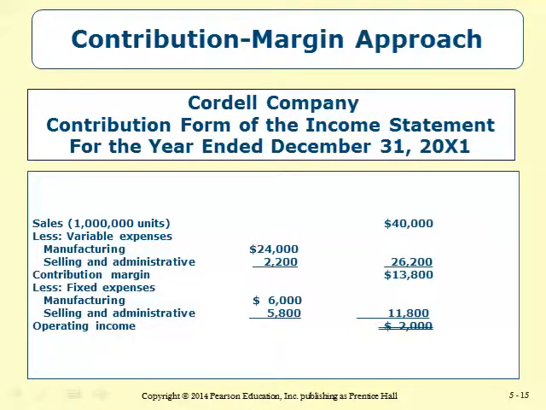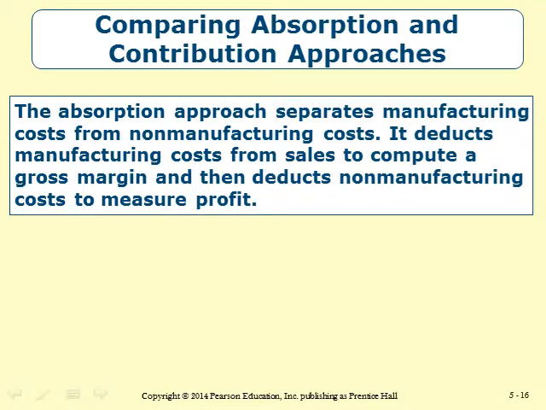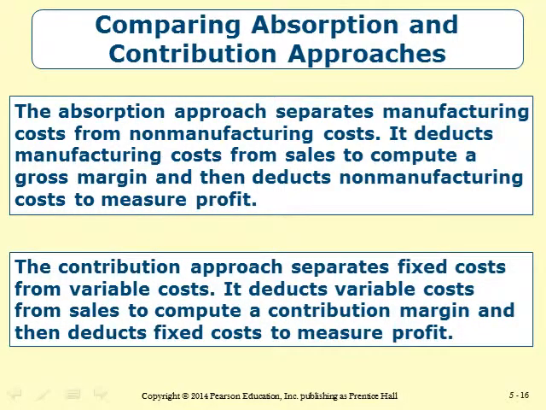Alternatively, if we look at the contribution margin approach, we see a different income statement for the year ended. The absorption approach separates manufacturing costs from non-manufacturing costs, and it deducts the manufacturing costs from sales to compute a gross margin, and then deducts non-manufacturing costs to measure profit. The contribution approach separates the fixed costs from variable costs. It deducts the variable costs from sales to compute a contribution margin, and then deducts fixed costs to measure profit.